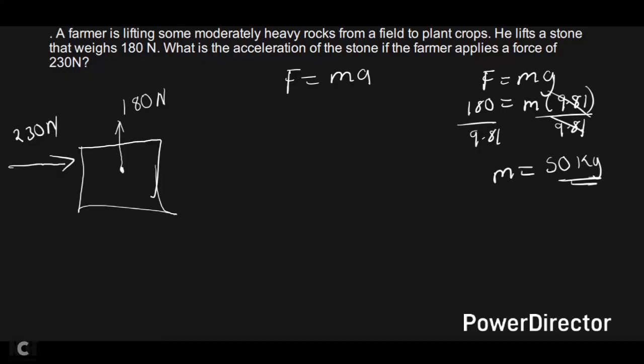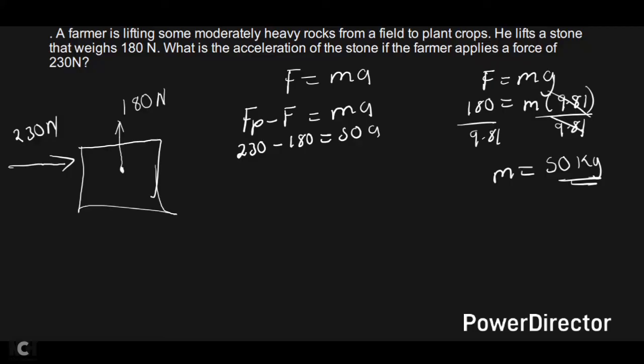So for you to calculate how this stone was accelerating, what are you supposed to do in this situation? You have to say the force applied minus the force of the stone, which is ma here. What's the force that was applied? That is 230 minus 180. What's the mass? It will be 50. So in this situation, we say 230 minus 180.